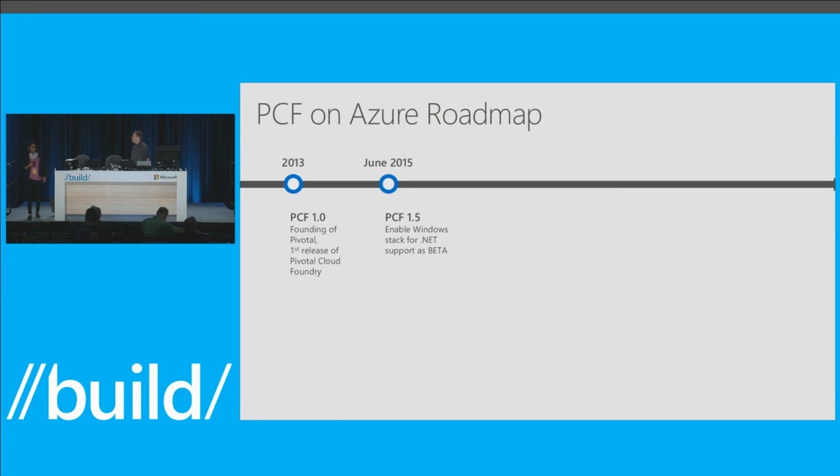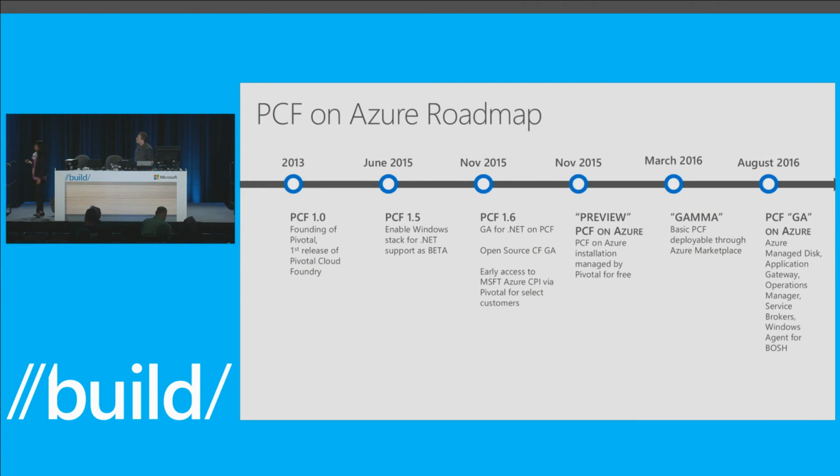So, almost coming to the end. Open source Cloud Foundry has been GA'd, and we have been working with Pivotal to make the service available. What's the roadmap? In November we announced the preview of Pivotal Cloud Foundry in Azure. At Build, today we announced the last but one milestone. The internal code name is Gamma, but this is a marketplace template. Finally, our next goal is to make this fully available by the summer timeframe.